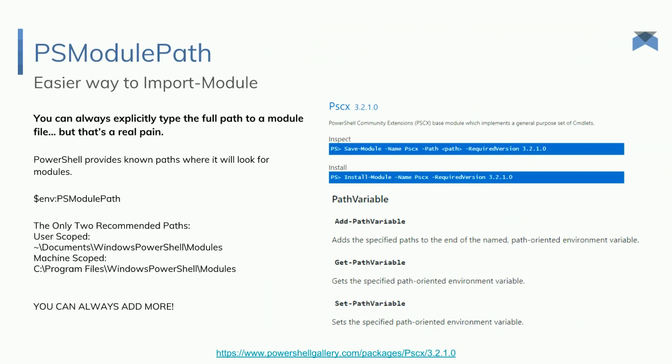Some of the recommended paths, if you're going to do company or user provided, is either the one in your local directory, your Documents, WindowsPowerShell, or Documents PowerShell if you're using Core, or C Program Files, WindowsPowerShell, Modules. So Core does get rid of the Windows. Everything else is just PowerShell.